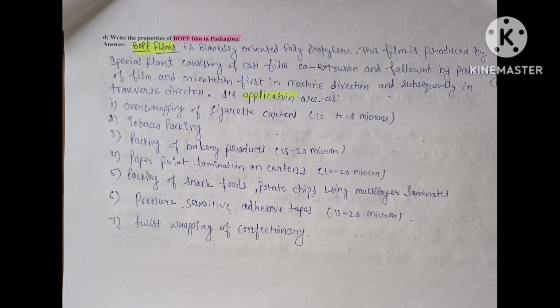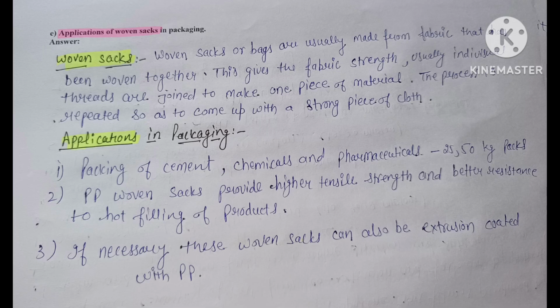Now moving to E. These are applications of woven sacks in packaging. Woven sack क्या होता है? Woven sacks are bags usually made from fabric that has been woven together. This gives the fabric strength. Usually, individual threads are joined to make one piece of material. The process is repeated so as to come up with a strong piece of cloth.